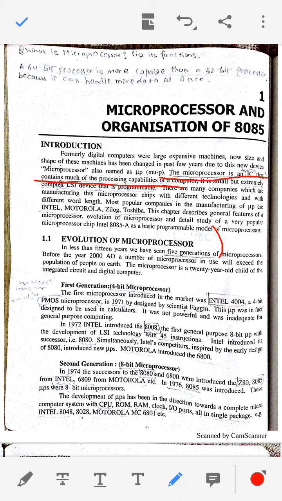Now as you can see, the word length is 8-bit microprocessor. Microprocessor is also known as µP. The symbol, as you can see, 8-bit µP. With the development of LSI technology, with 45 instructions.